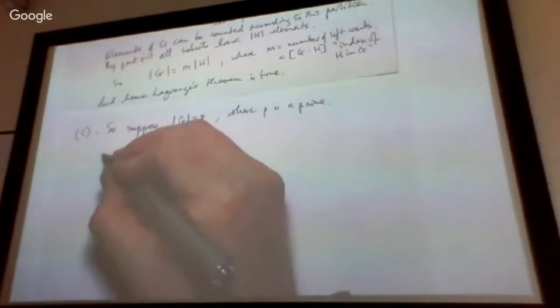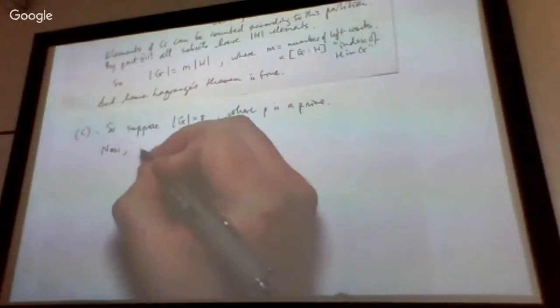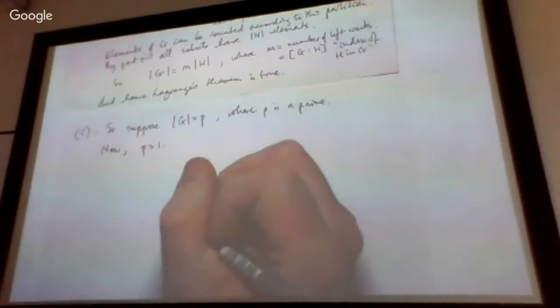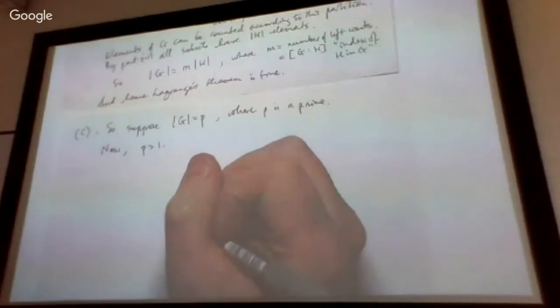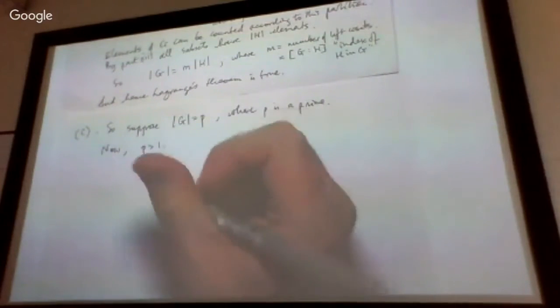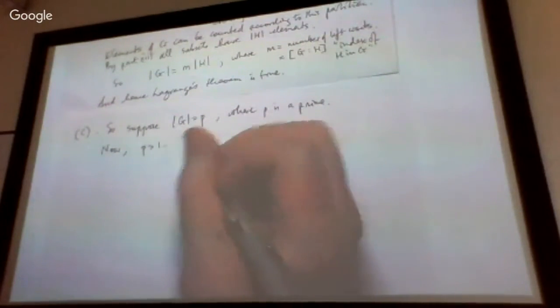Now, certainly P is strictly bigger than 1. Why am I saying that? Because the smallest prime is 2. So that's what allows me to say that. The smallest prime is 2.